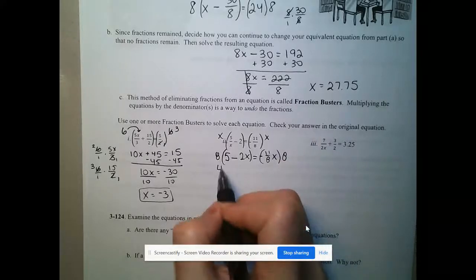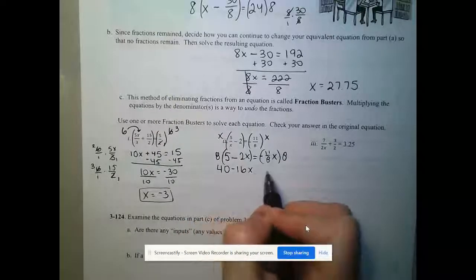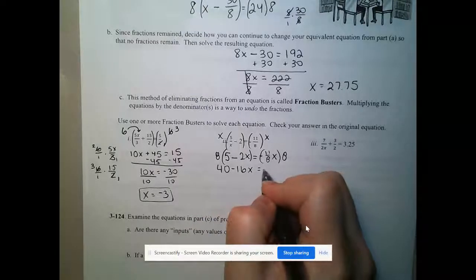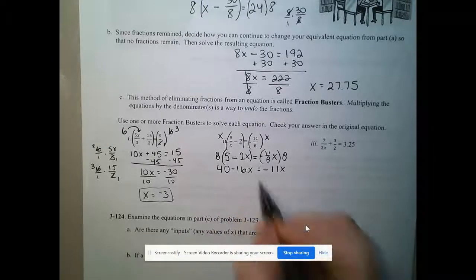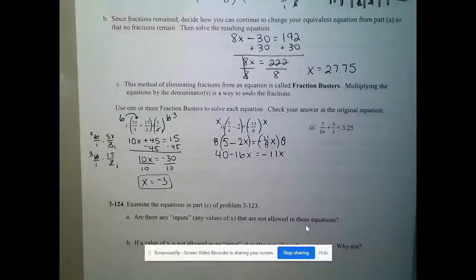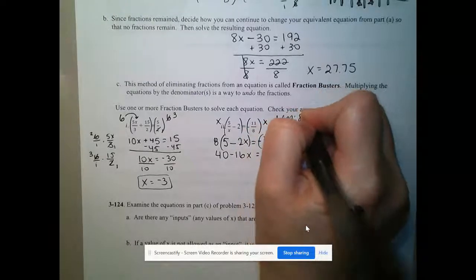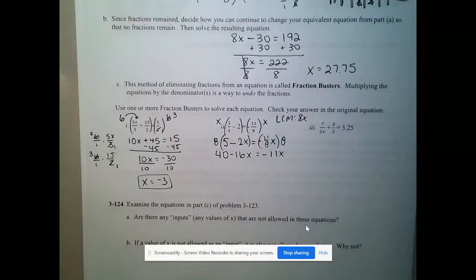So on the left, I'm going to have 40 minus 16x. And on the right, the 8 in the denominator with the 8 I'm multiplying by cancel, and I get negative 11x. And I solve the rest of that, no problem. What could I have multiplied by in the very first step? The least common multiple was 8x. So I could have multiplied the whole left side by 8x and the whole right side by 8x. But some people don't see it that way, and it's okay to do it in 2 steps.